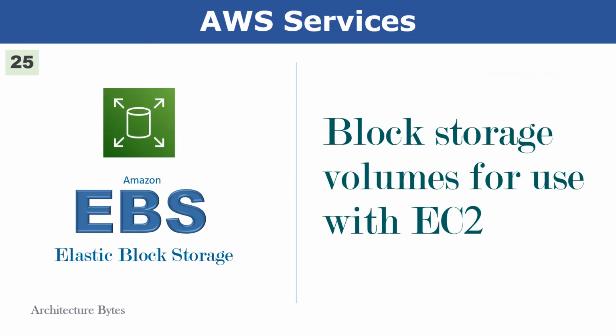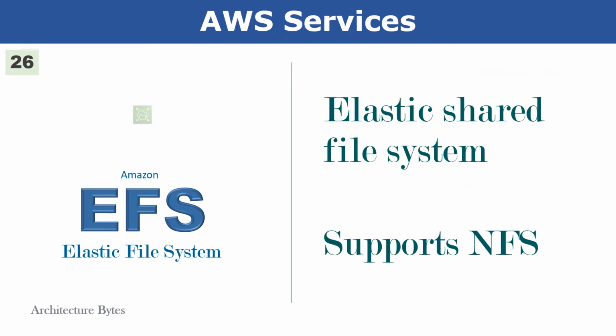EBS, Elastic Block Storage, are block storage volumes for use with EC2. You can mount these volumes on your EC2 instances as raw unformatted block devices. EFS, Elastic File System, is an elastic shared file system that supports NFS, Network File System. It can be mounted on multiple EC2 instances and it grows and shrinks automatically according to demand.